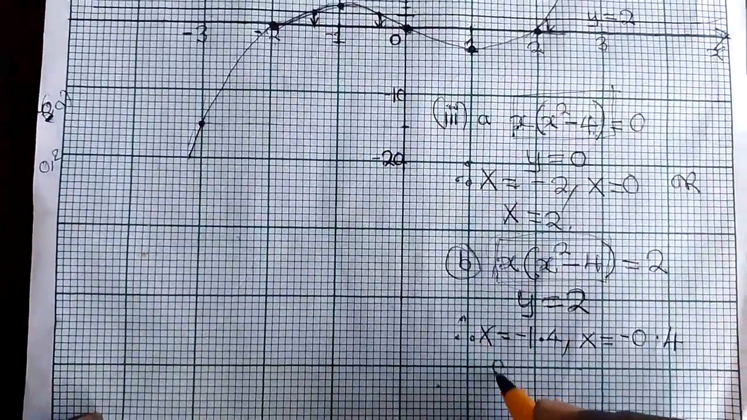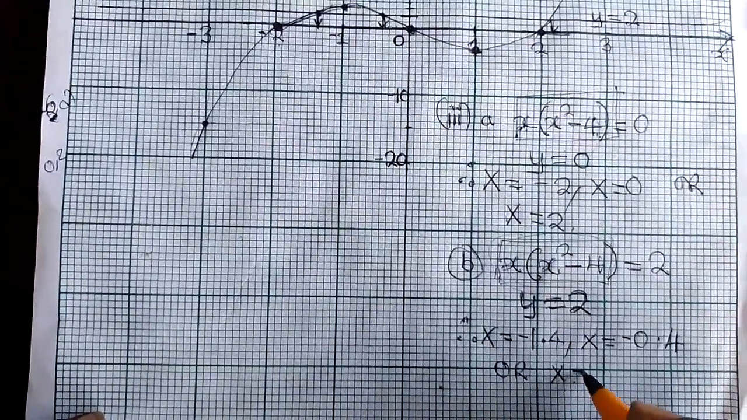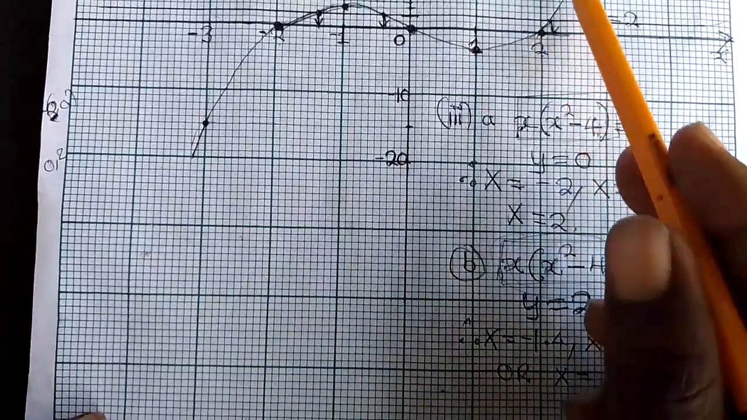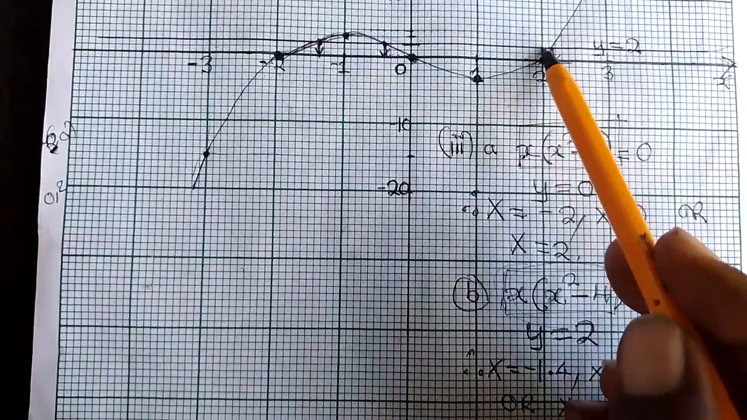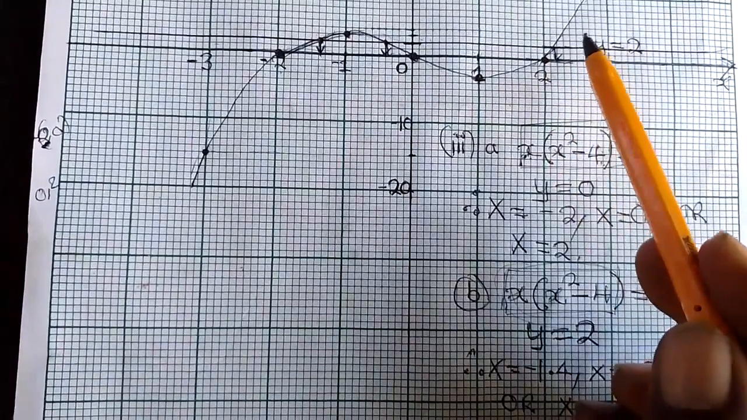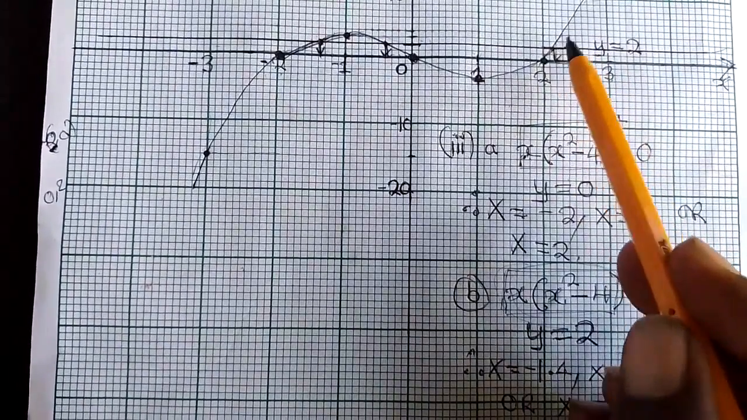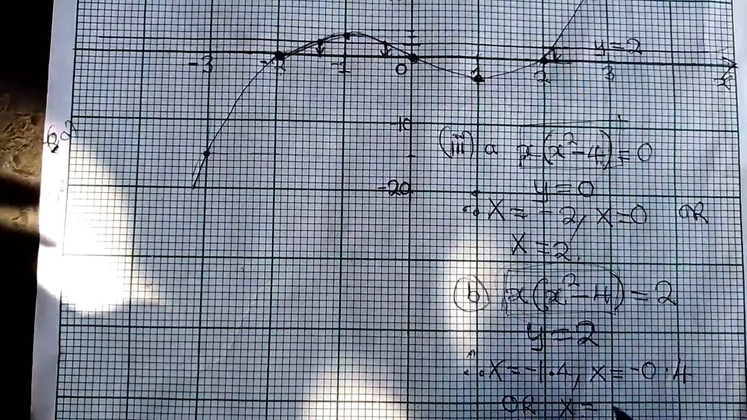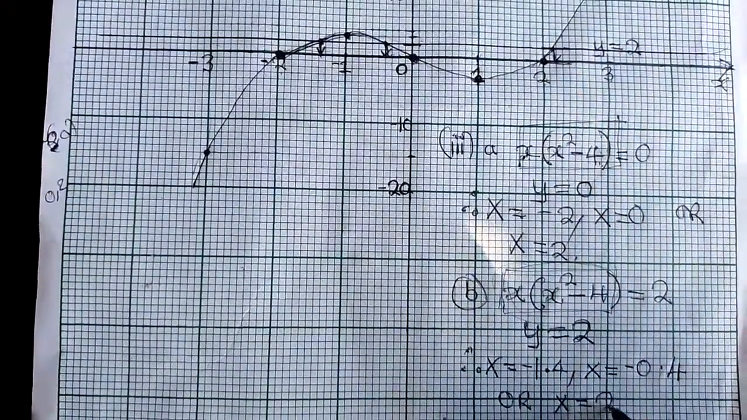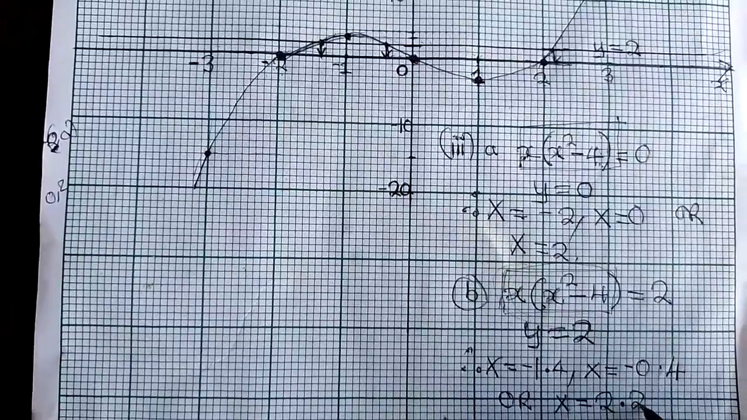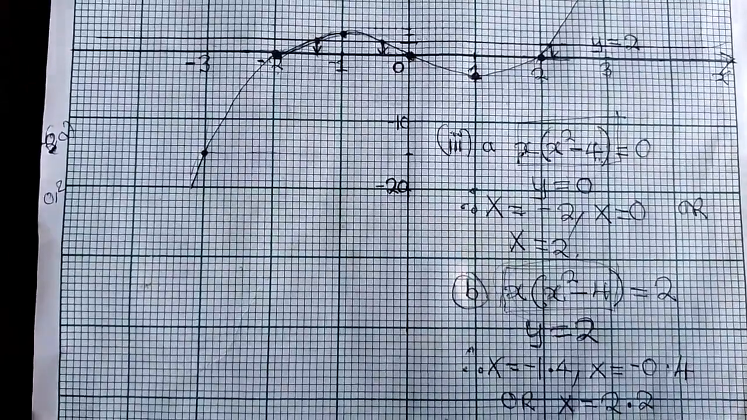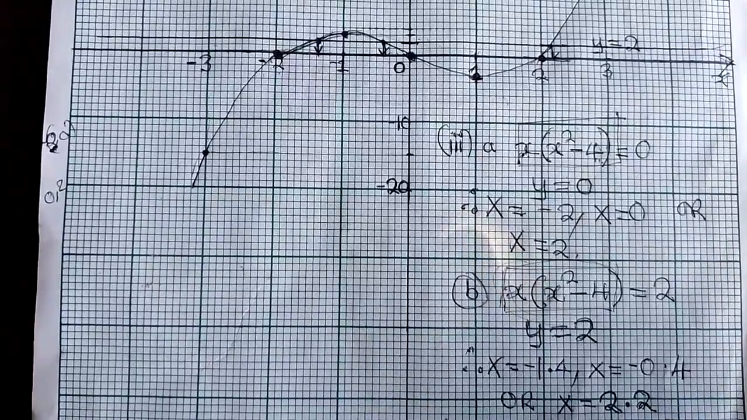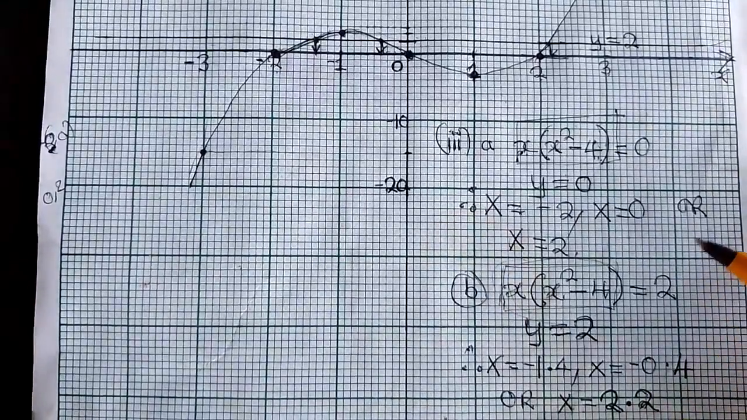Or, where else is it cutting the x-axis? There. Have you seen? The curve passes. This line is meeting at that point. So that is the point there. 2.2. So you say this is 2.2. This is what you are supposed to do. 2.2 like this. So these are your answers.